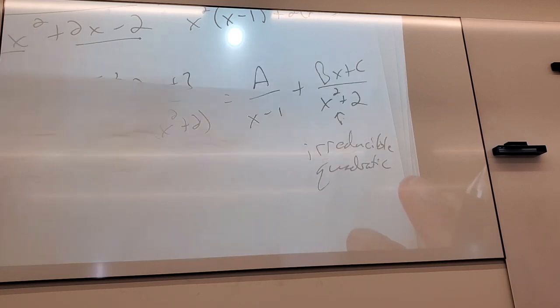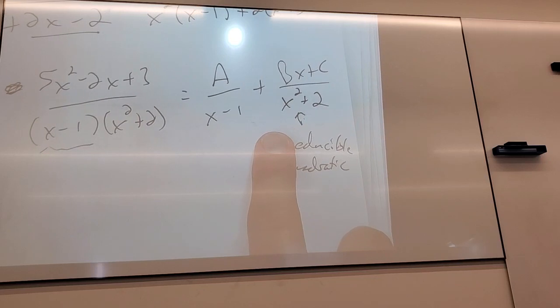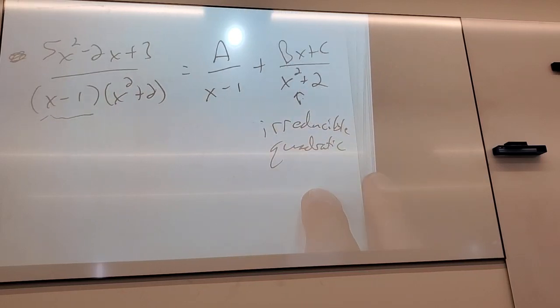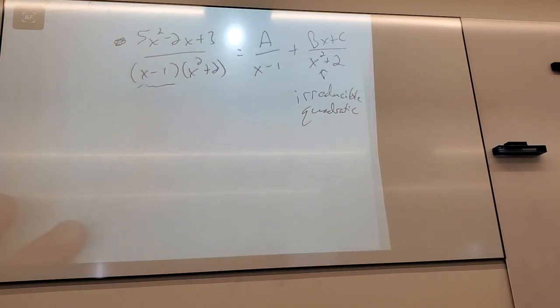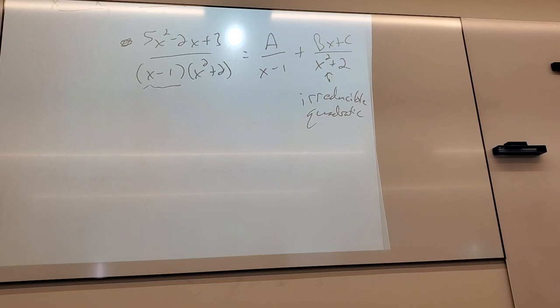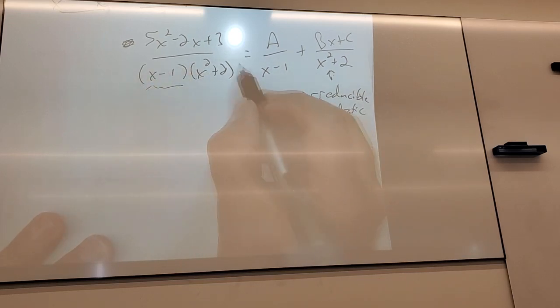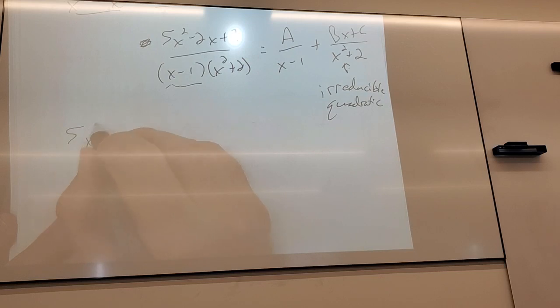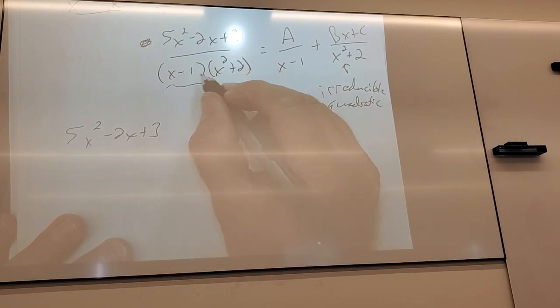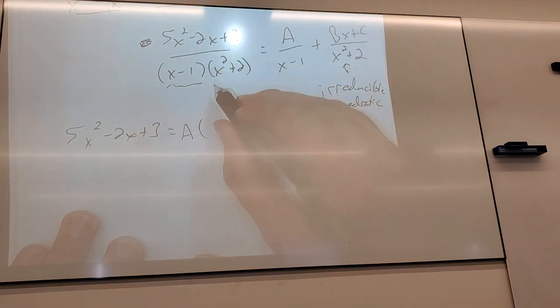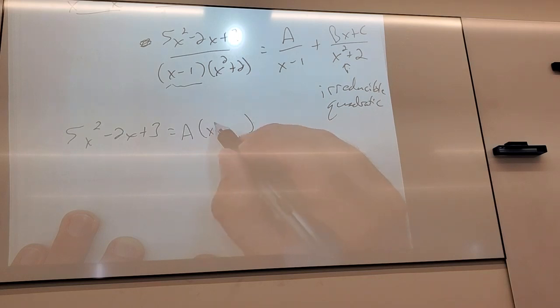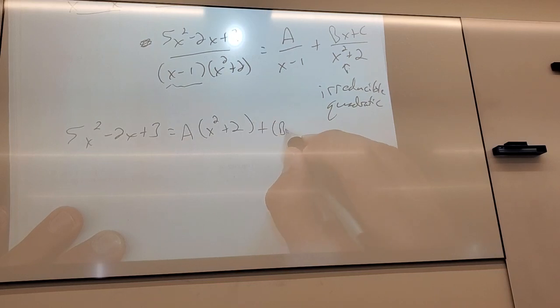So coming back to the one that's not quite as bad. What's the next step? It's the same step we've done every time. Multiply everything by this. So let's see if we can truncate this process a bit. If I multiply this side by this, of course, it just cancels. What does the A pick up? The x minus 1's cancel, so it picks up an x squared plus 2. What's the Bx plus C going to pick up? X minus 1.